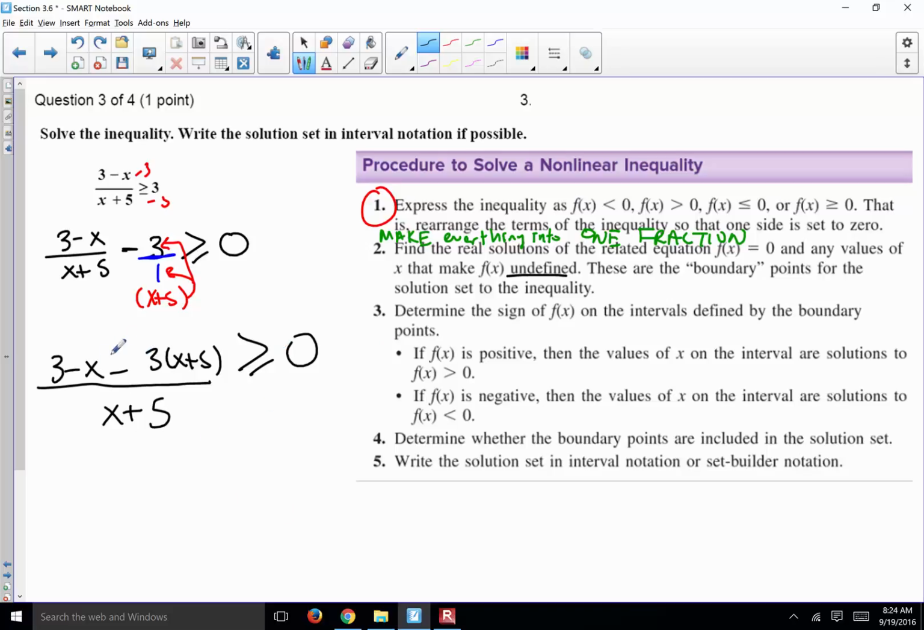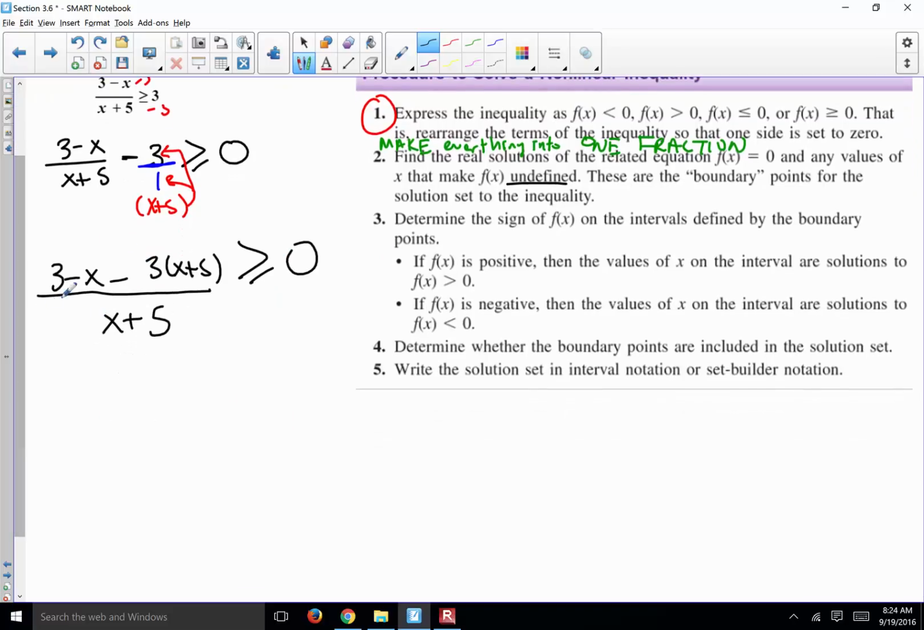And we need to simplify the top as much as possible, so it is 3 minus x minus 3 times x, and minus 3 times 5 minus 15 over x plus 5.